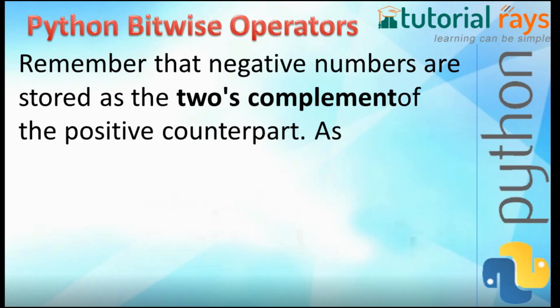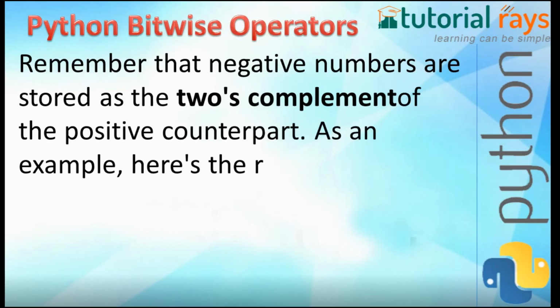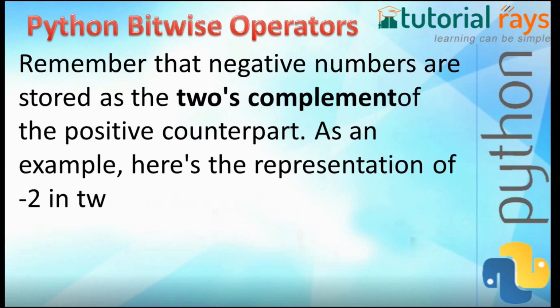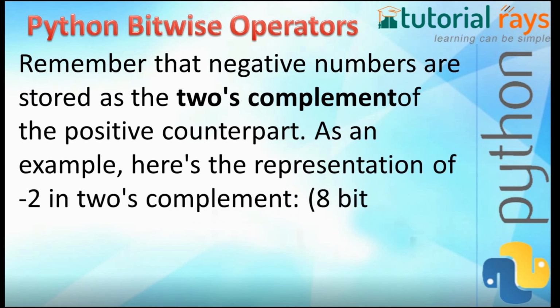So remember that negative numbers are stored as the 2's complement of the positive counterpart. Remember, in machine, minus is never stored. It is stored as a positive, not negative. So as an example here, the representation of -2 in 2's complement is 8 bits. So it will be 1 1 1 1 1 1 1 0. So how will it be like that?